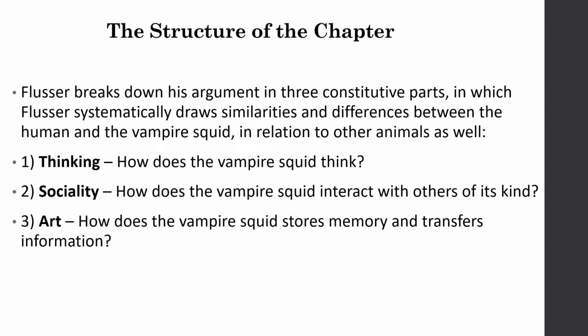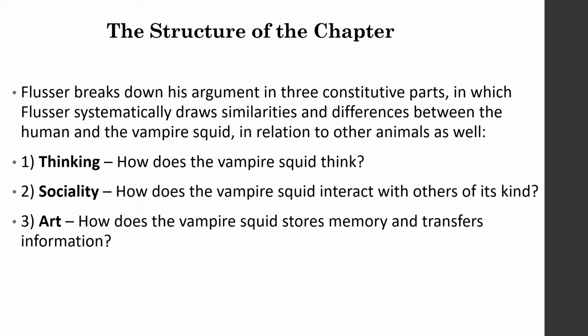So a very brief word on the structure of the text. I'm sure we all picked this up, which is that the argument in this chapter is broken down into three constitutive parts. And the three parts are thinking, sociality, and art. So in the first part, Flusser and Beck try to answer the question, how does the vampire squid think? What are its mental processes? And this overlaps, of course, partially with what we designated as animal psychology.